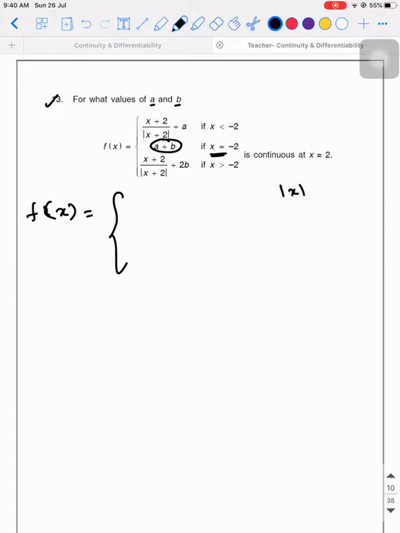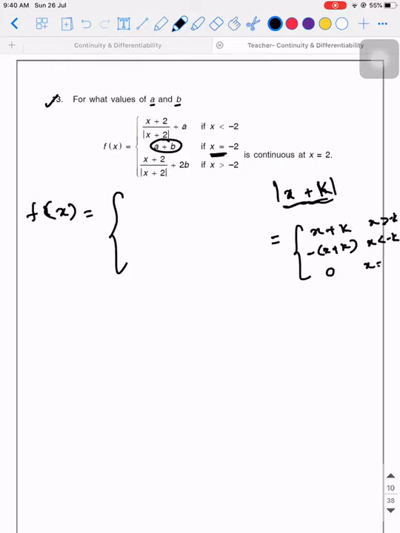See, if a modulus function is there, I'll put it simply: if it is mod of x plus some constant, you open it as a positive value when the inside value is also positive, that is, when x is greater than minus k. You open it as a negative value when the inside value is negative, when x is less than minus k. You write it as 0 when the inside value is equal to 0, that is when x is equal to minus k. In a similar way, here minus 2 is there, here plus 2 is there.